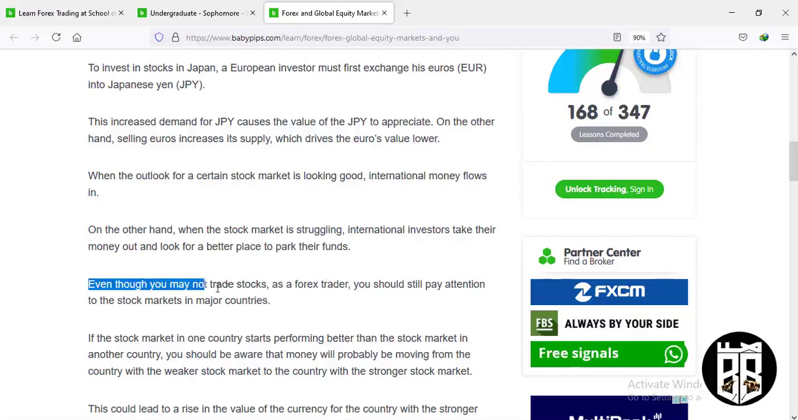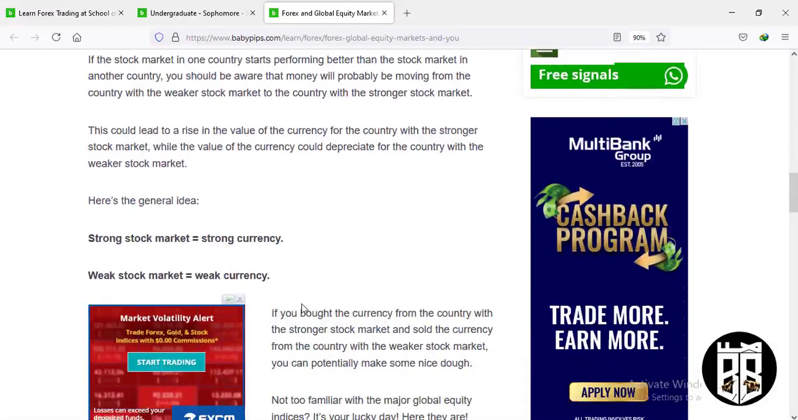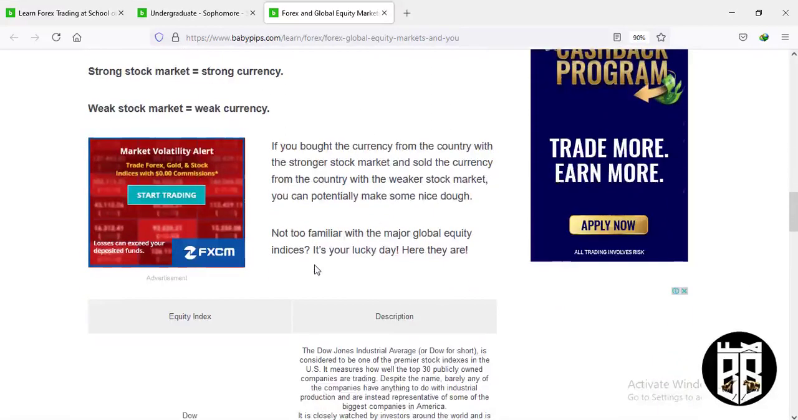It says, even though you may not trade stocks, as a forex trader, you should pay attention to the stock market in major countries. It is very, very important. A strong stock market equals a strong currency. A weak stock market equals a weak currency. So if you bought the currency from the country with the stronger stock market and sold the currency from the country with a weaker stock market, you can potentially make some nice profit.